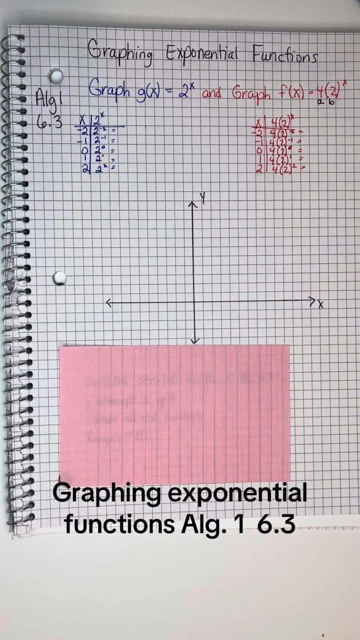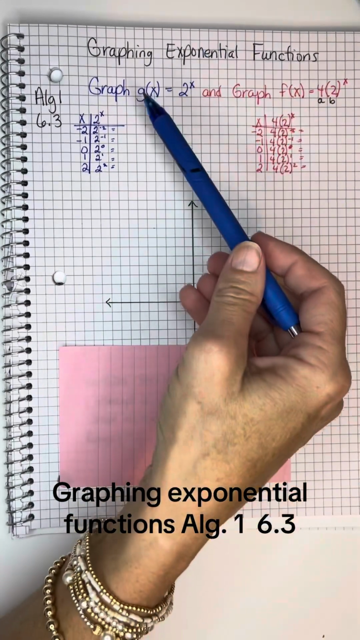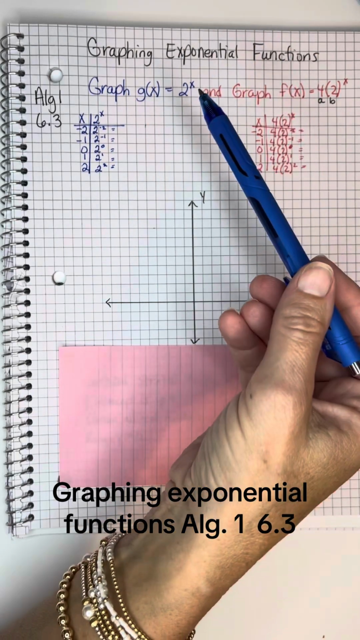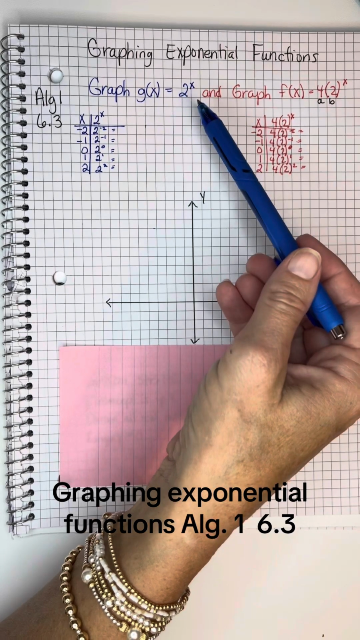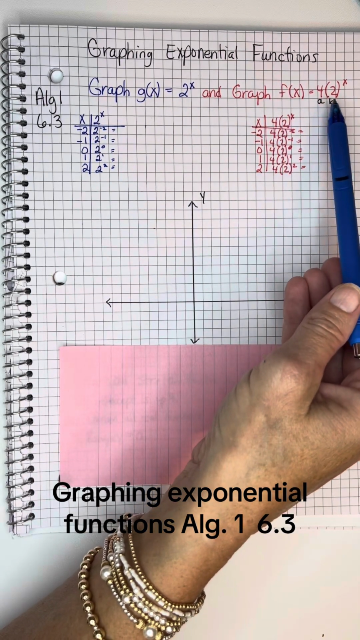Graphing exponential functions. We're going to graph two. First of all, we're going to graph what they're calling the parent function g of x. And I don't know why they usually call the parent function f of x, but they did not this time. It's going to be 2 raised to the x power. And then we're going to graph f of x equals 4 times 2 to the x.